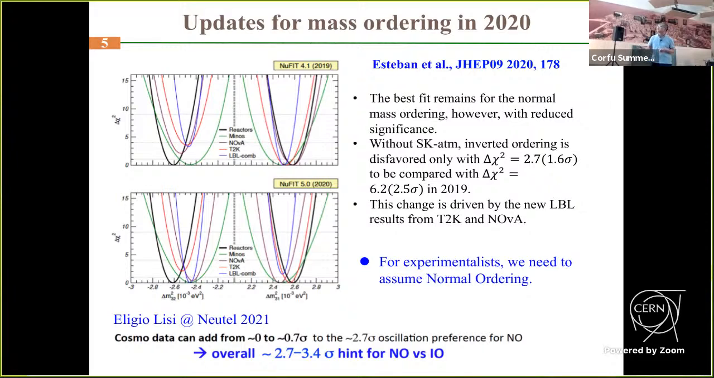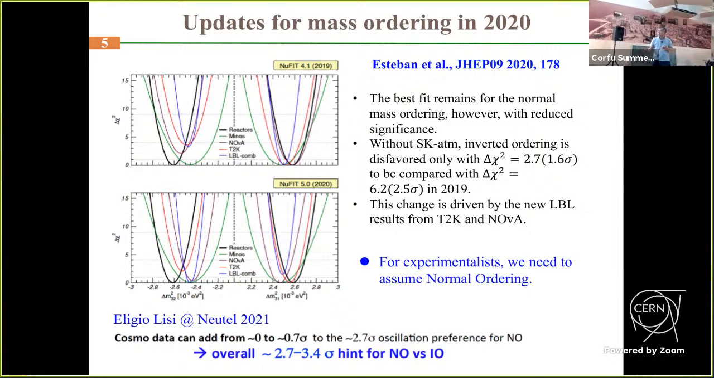But now in 2020, the normal and inverted hierarchies are almost equal, and the delta chi-square is also reduced between the experiments. They said that without SK atmospheric data, inverted ordering is now disfavored at only 1.6 sigma, compared to 2.95 sigma in 2019. This change is driven by the long baseline experiment, T2K. So for targeting and planning experiments, I think all experiments are now assuming normal ordering.